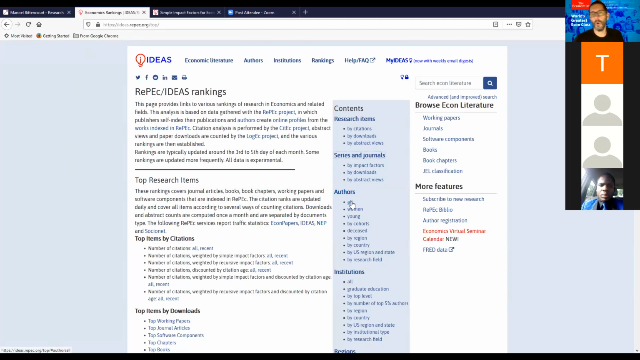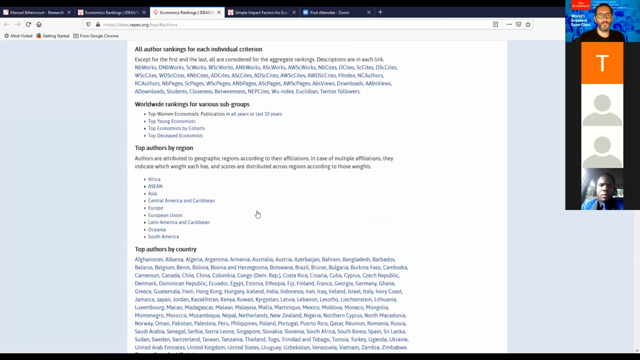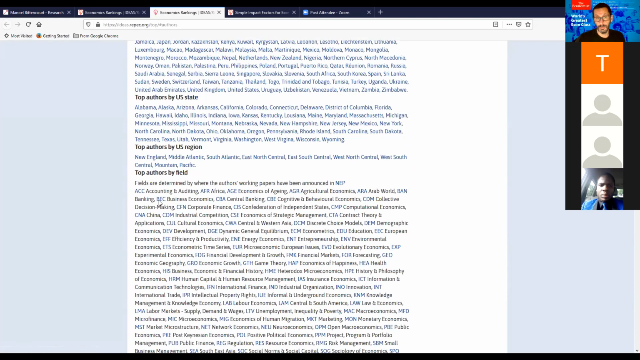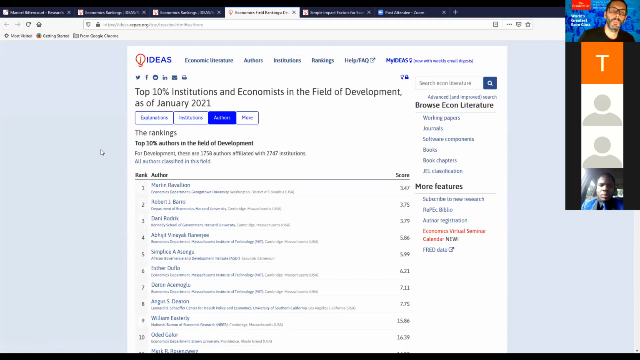Well, authors, you can filter by all, women, young, cohort, disease, region, country, US region and state, research field. Top authors, you can do top authors by publication in all years, but you can also do top authors by country, by US state, by field. So let's assume that your field is my field, development. And then you get the top 10% authors in the field of development.